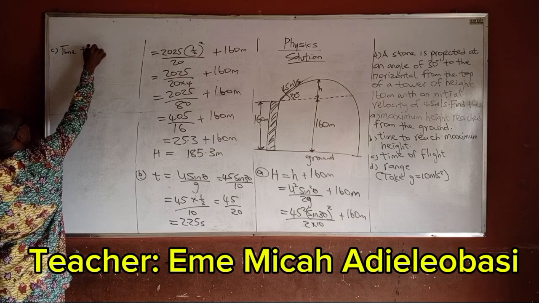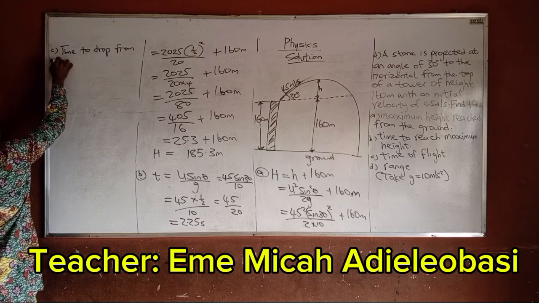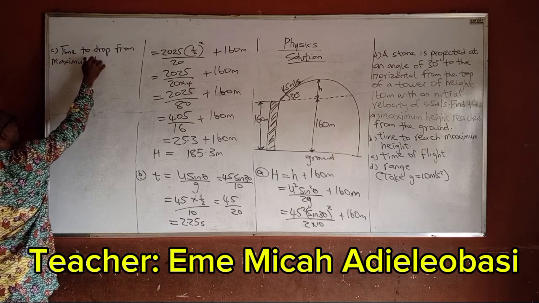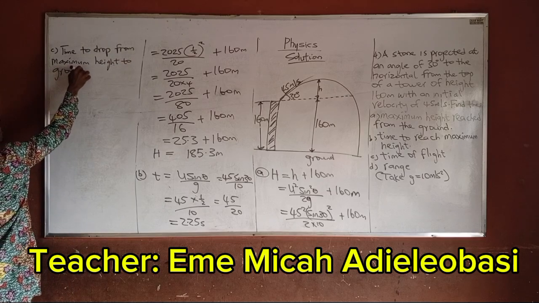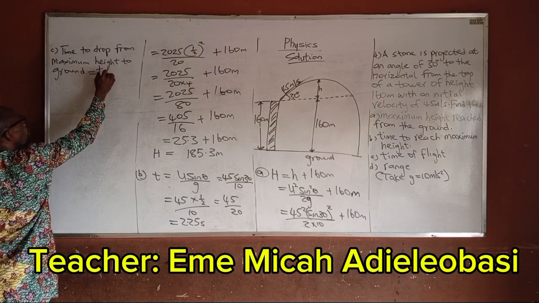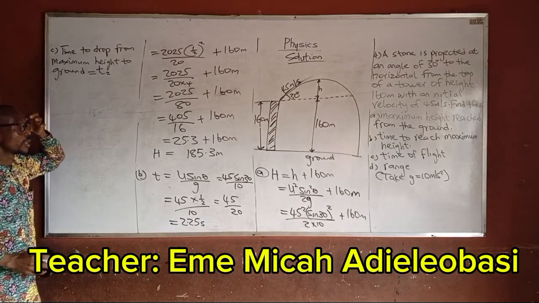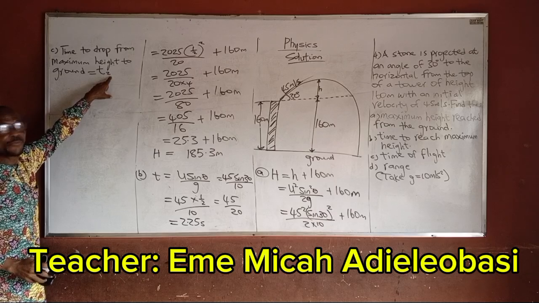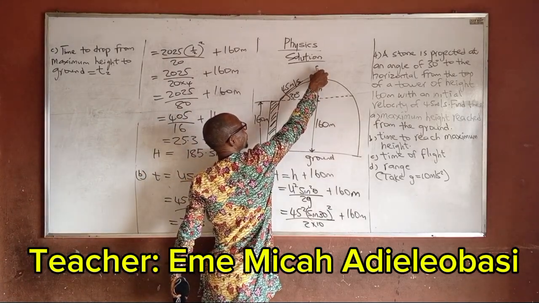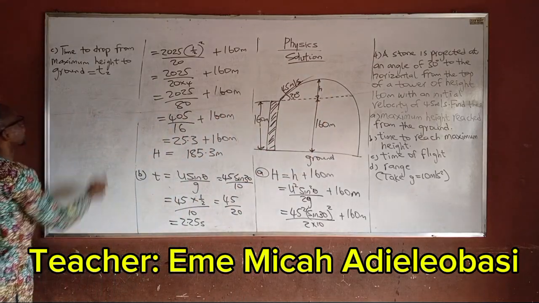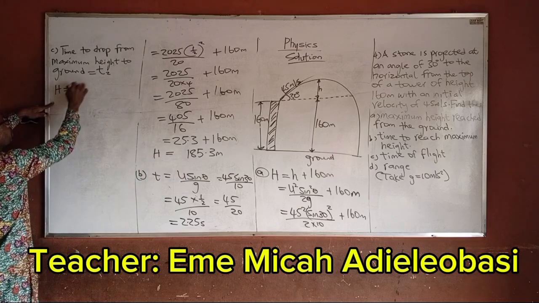Time to drop from the maximum height to ground. Let me call that T2. If I'm taking this time, T2, when the body is dropped from that height, what is the height? We've calculated the height to be what?